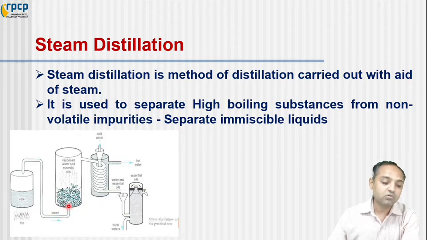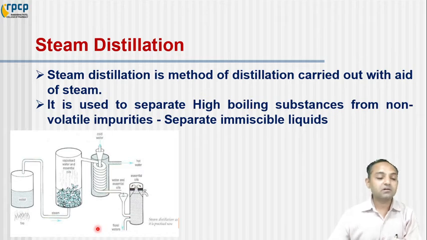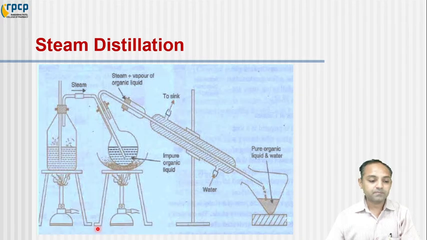If you want to get essential oil from the plant leaf, due to the steam, whatever essential oils are there are vaporized, and ultimately the vapor reaches here, where we apply cold water. Due to the cold water, the essential oils are condensed, and we can get the essential oil from the plants. This is the technique generally used to separate high boiling substances. It is the same thing here.